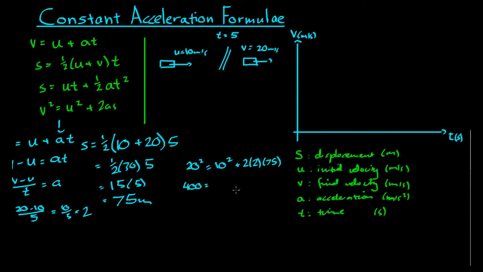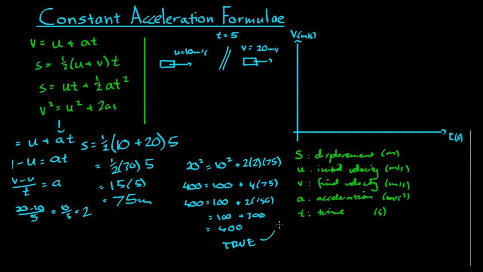This tells us that 400 is equal to 100 plus 4 times 75. Well, 4 times 75 is 300, so 100 plus 300 equals 400. And so that is a true formula. Well, we think it's true. It's not quite confirmed with just one example, but you can try them out.